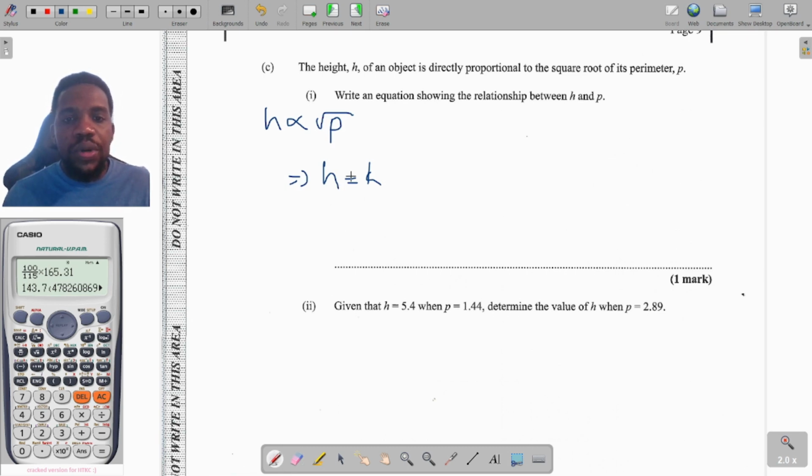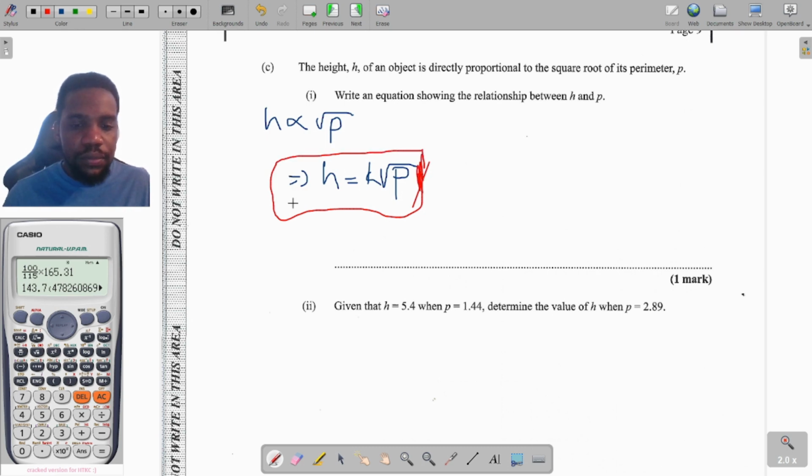So we're gonna say that h is equal to k times the square root of p. So the height is equal to the constant times the square root of the perimeter. This constant never changes. It's always going to remain the same. Right? So now we have the equation right here. This is my equation. Now let's take this down to part 2 of the question.